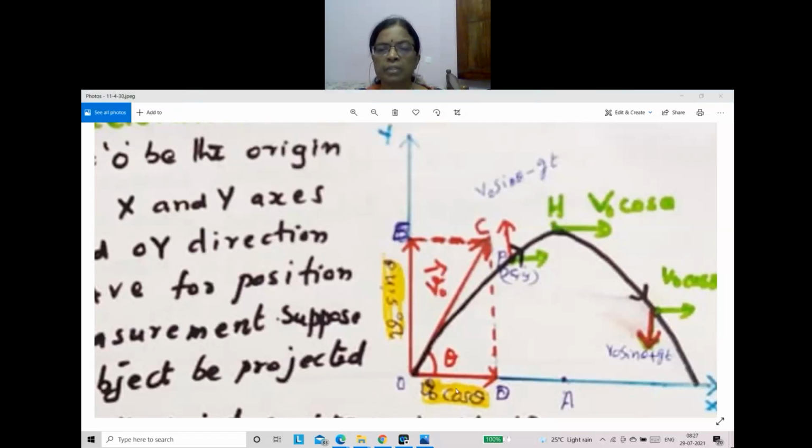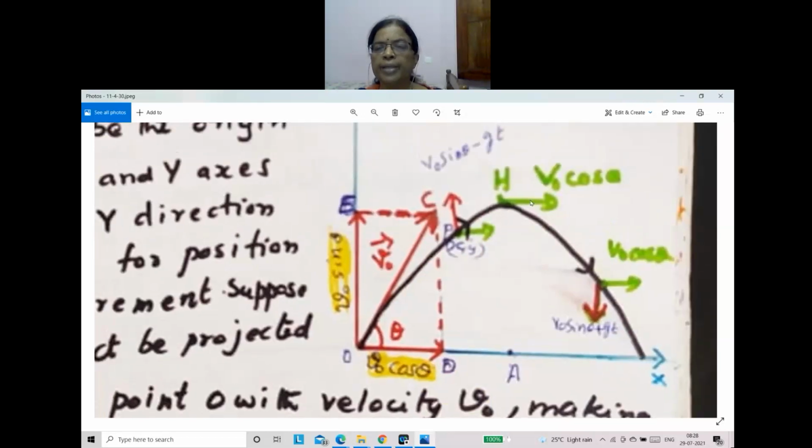The green color we used represents the horizontal component. The horizontal component is represented with this green line. During its motion, the horizontal component is not changing at all. Do you know the reason? The vertical component is changing by the factor gt. When it moves upward, it is v0 sin theta minus gt. When it comes downward, it becomes v0 sin theta plus gt. When it moves upward the velocity decreases and becomes 0. When it comes downward it increases to the maximum value. When it touches the ground, it will have the maximum value.